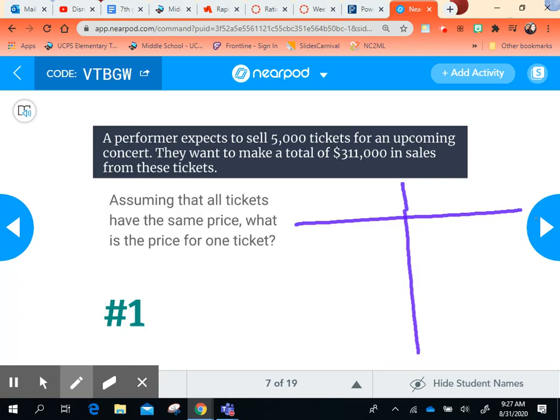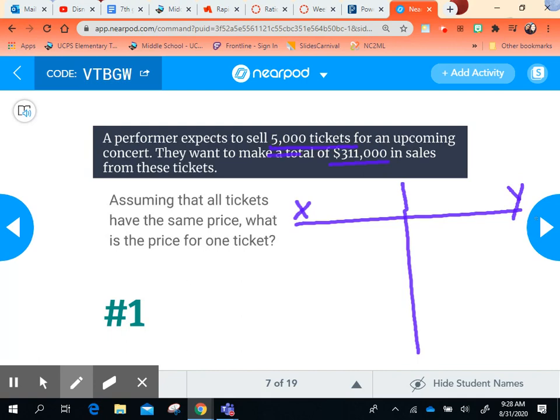So it says a performer expects to sell 5,000 tickets for an upcoming concert. They want to make a total of $311,000 in sales from these tickets. So I have two pieces of information. I still don't know where they go in my table, but I do know that this is my X column and this is my Y column. So I'm going to go ahead and label it on there.